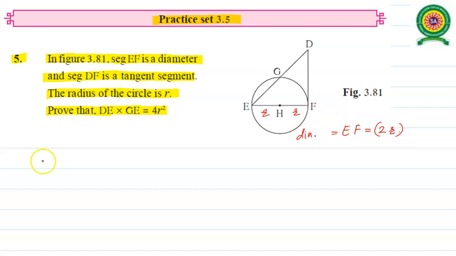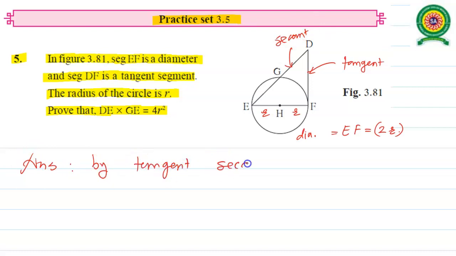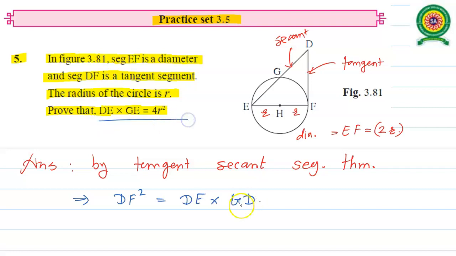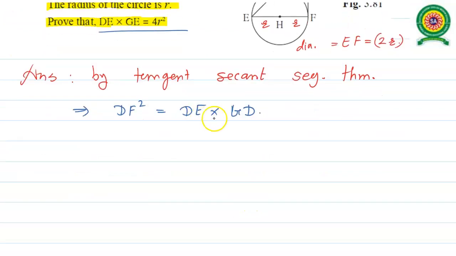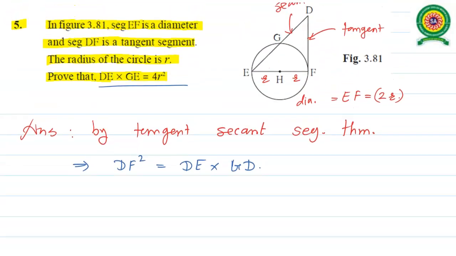Now once we have DF as the tangent to the given circle, and segment DE as the secant to the given circle, we can use the tangent secant segment theorem. So as per the tangent secant segment theorem, we have square of DF is equal to DE into GD. Now we don't require the value of GD, so try to replace GD by its value. Look at the figure again.